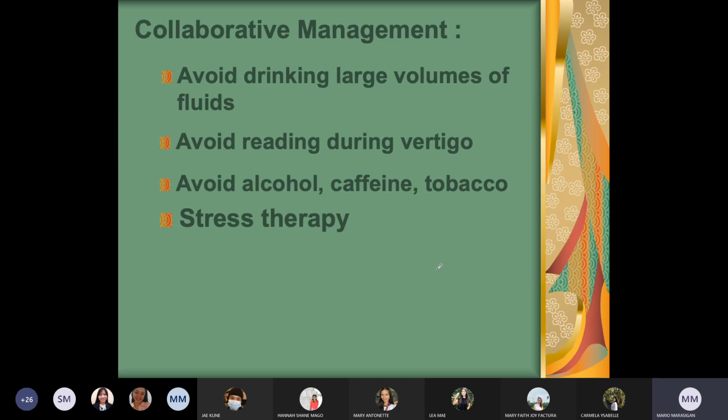Progressive siya. Then, ang management ng Meniere's, naka-focus lang sa prevention ng atake ng vertigo. And we know that vertigo is stress-related. Kaya very important stress therapy. Bawal may stress ang may mga Meniere's.